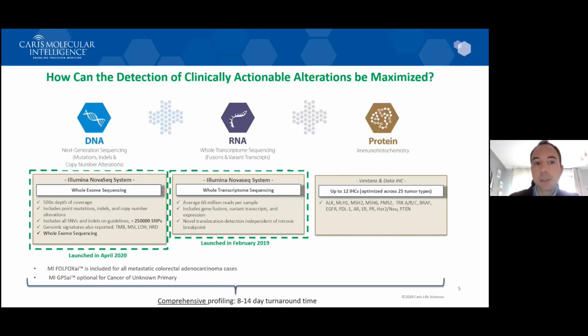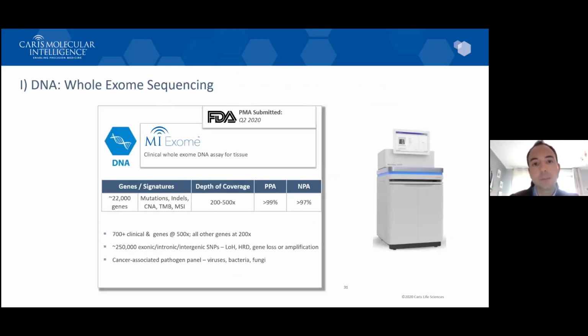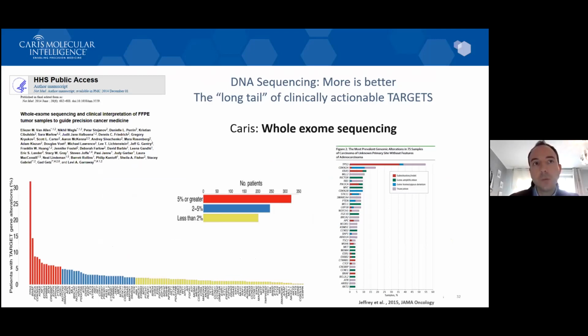So again, our approach: DNA, RNA, and protein. So why is this so? Let's start with the DNA part. In the DNA part, the simple question would be, if you take a look at these potentially clinically actionable targets that we just discussed, do you have a few of them with a high frequency, or do you have many of them with a low frequency?